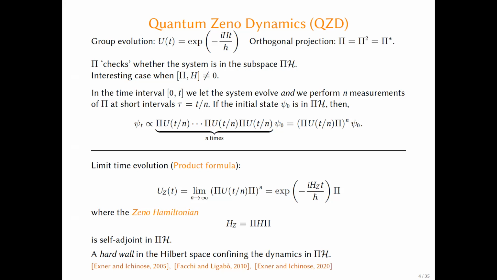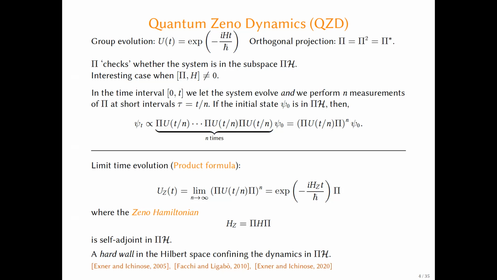Okay, and of course, this is interesting when the projection does not commute with the Hamiltonian. Otherwise, the result of the measurement is trivial. Okay? So we consider the following procedure. We have a time interval from 0 to t, and we consider an integer n, and we divide this time interval in n subintervals with equal length, t over n.